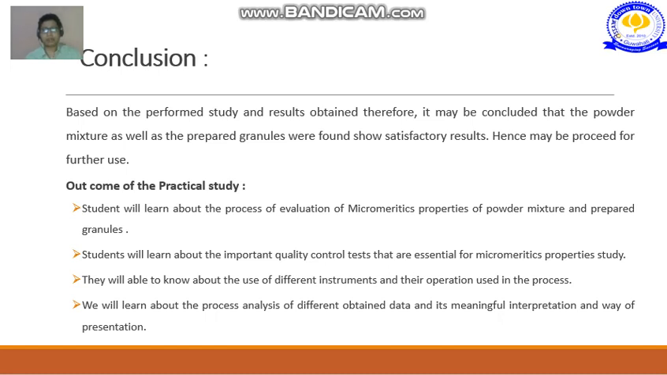So what is the outcome of performing this practical? First of all, students will be able to learn about the process of evaluation of different micromeritics properties of powder mixture and prepared granules. Students will also learn about the important quality control tests that are essential for micromeritic property study. They will also be able to know about the use of different instruments and their operation, how to use the instrument to develop one process.